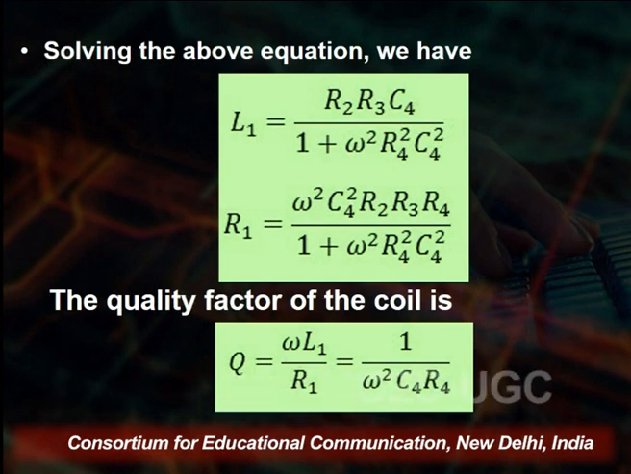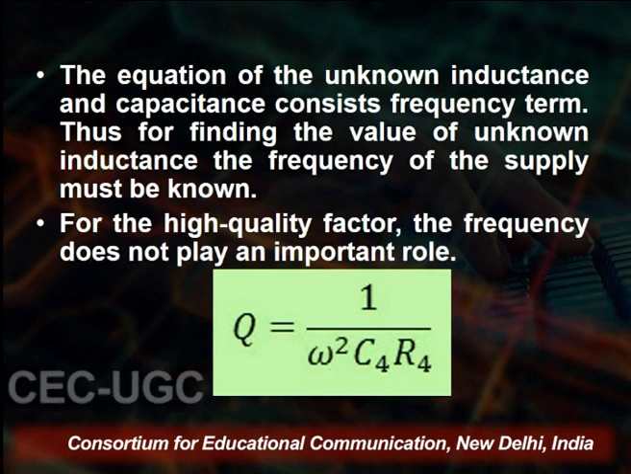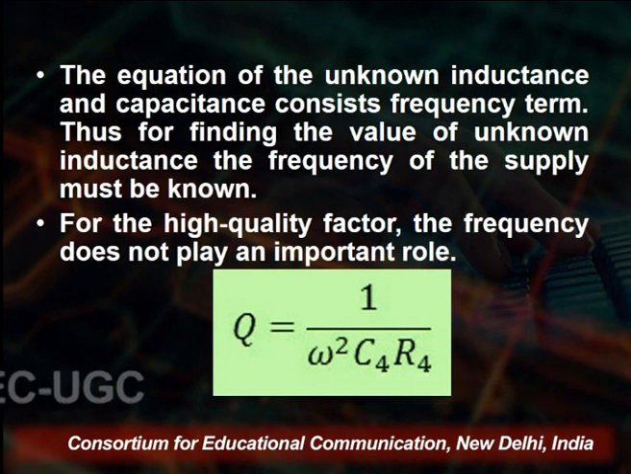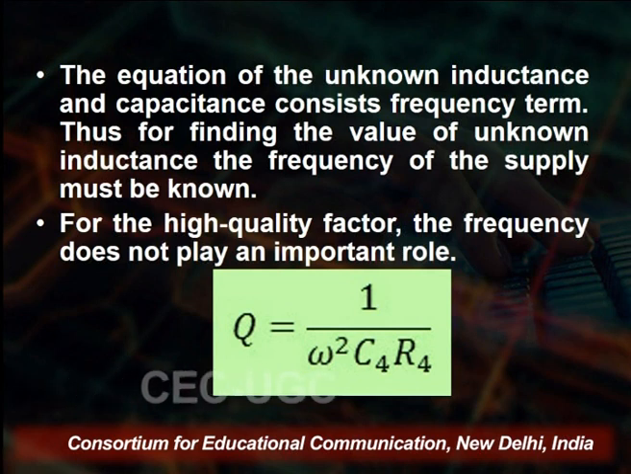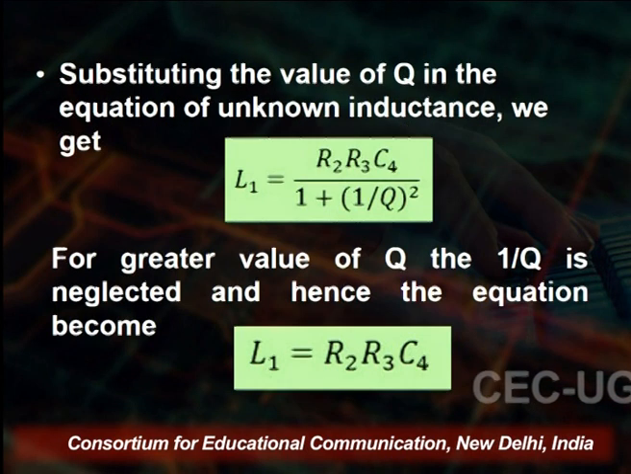omega C4 R4. This is the equation of the unknown inductance, and it contains a frequency term, as we see here. And thus, for finding the value of the unknown inductance, the frequency of the supply must be known. For a high quality factor, the frequency does not play a very important role. So Q is equal to 1 by omega C4 R4, that we will take.